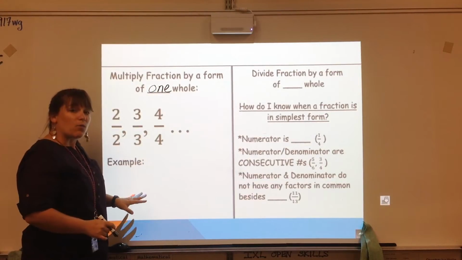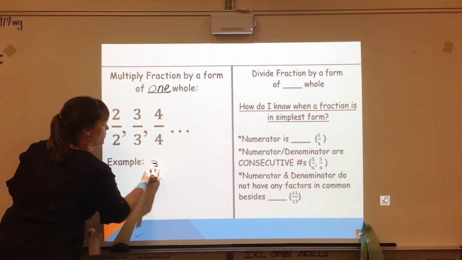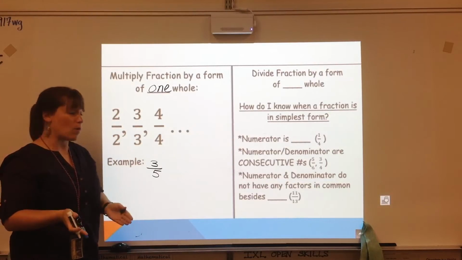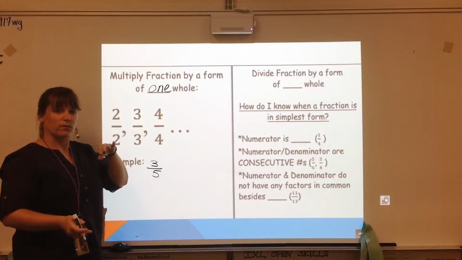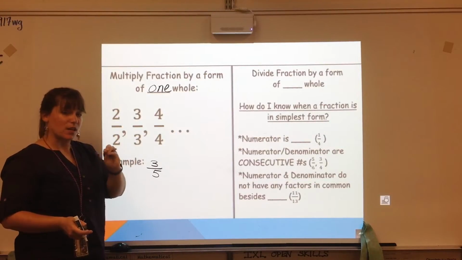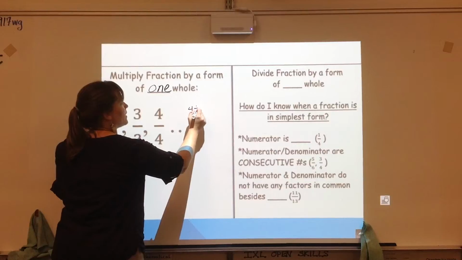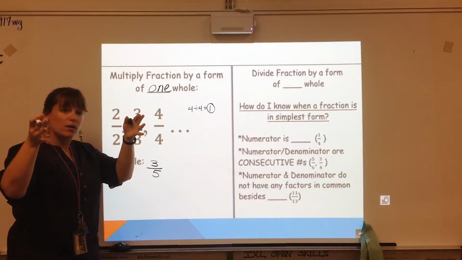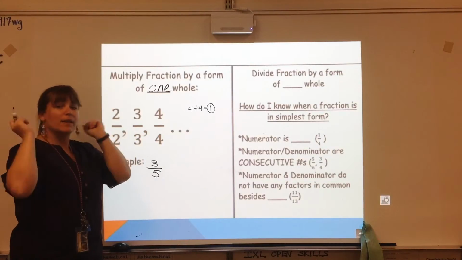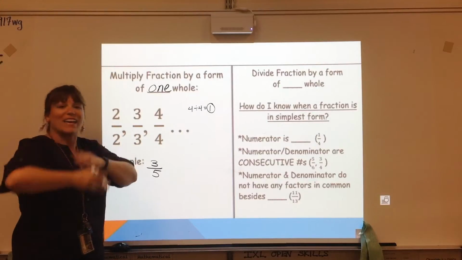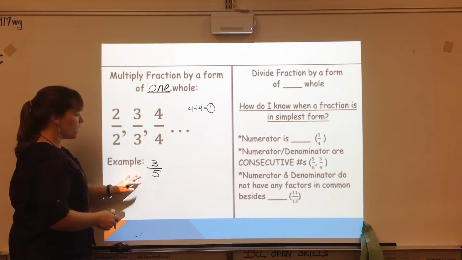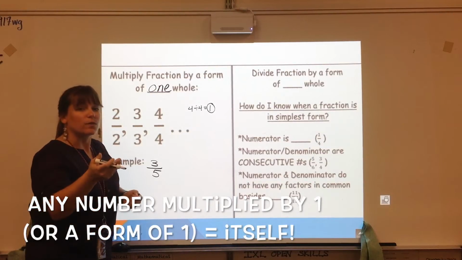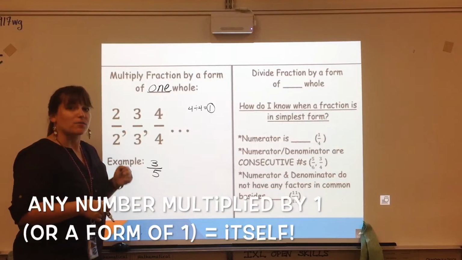So say I wanted to find the equivalent fraction of 3/5. I can pick any form of 1 I want. 2 over 2, 3 over 3, 4 over 4. When the numerator and denominator are the same, it's like 4 divided by 4, and that is 1 whole. So you're talking about 4 pieces of pie that make up the entire pie, and we're going to eat all 4 and we've eaten the whole pie, for example. So if I take 3/5 and multiply it by a form of 1, I will get an equivalent fraction that is the same as my original.